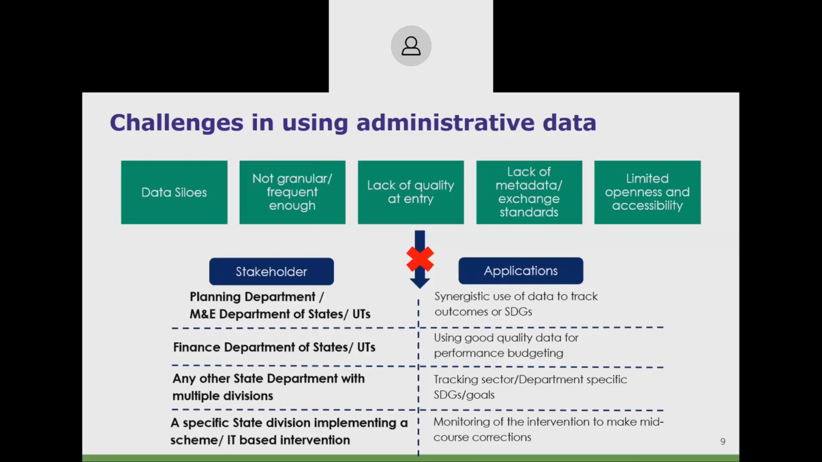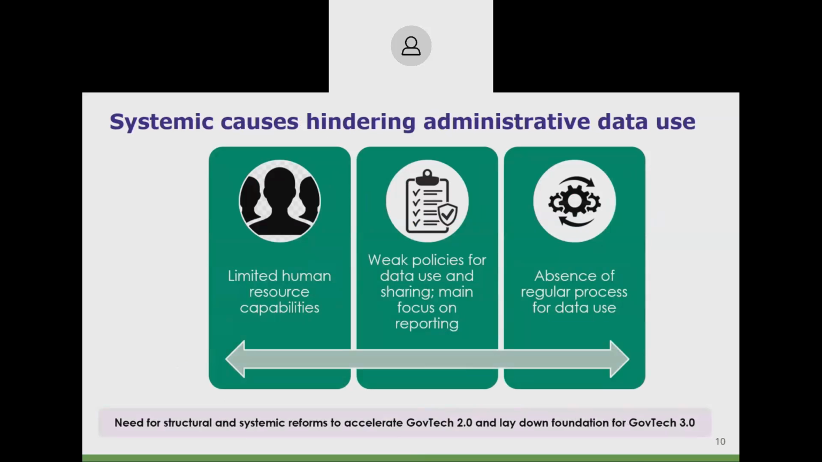Next slide. And the systemic causes which are hindering administrative data use, at a very underlying level, the base of all these challenges that you see, is that we have limited human resource capabilities to understand data governance and management practices within the government. Second, the policies for data use and data sharing are not very watertight and not very well implemented. And thirdly, we also see that a lot of data which is already there is not being used, even if it is available. And that's where the insights part gets limited.